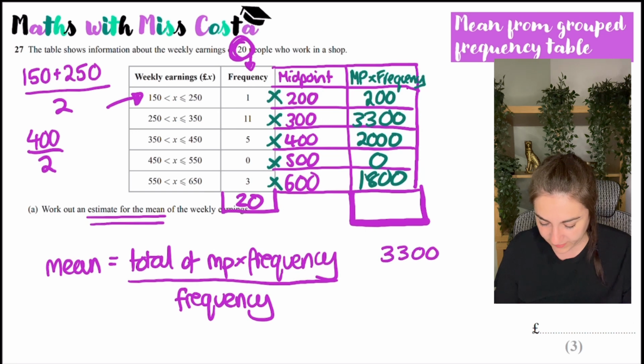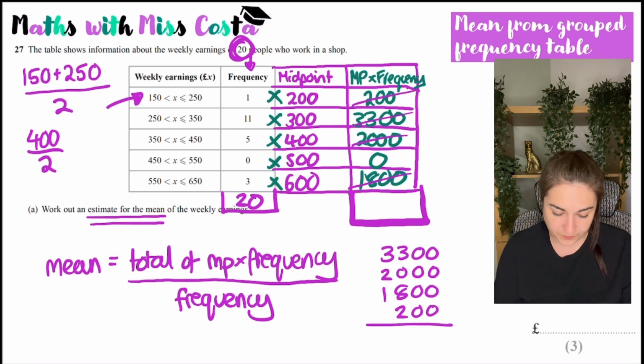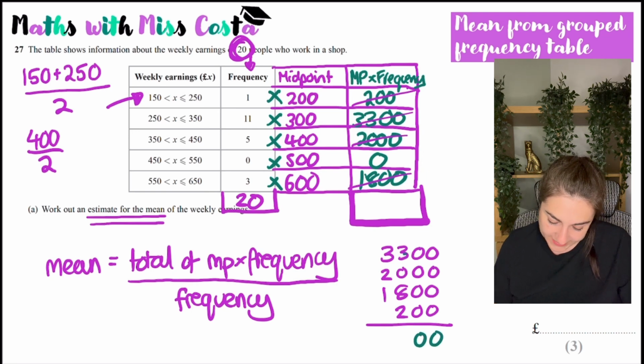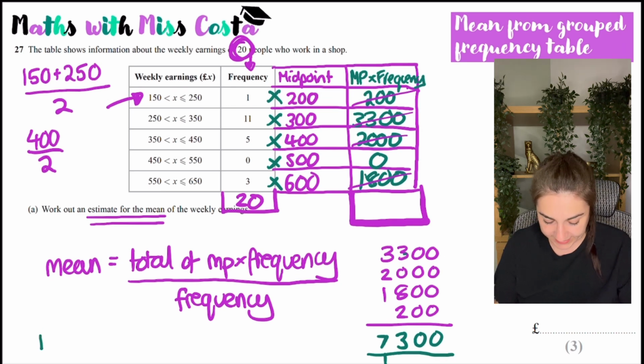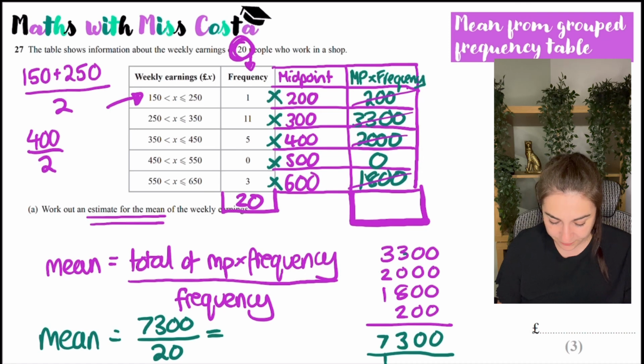So let's add everything together. I'll just start with the largest numbers and put them in order of size. So I'm adding 3,300 plus 2,000 plus 1,800 plus 200. So 0 plus 0 plus 0 is 0, 0. 8 plus 2 is 10, plus 3 is 13. 3 plus 2 is 5, 6, 7. So the total is 7,300, and I'm going to divide that by 20 because that is the frequency.